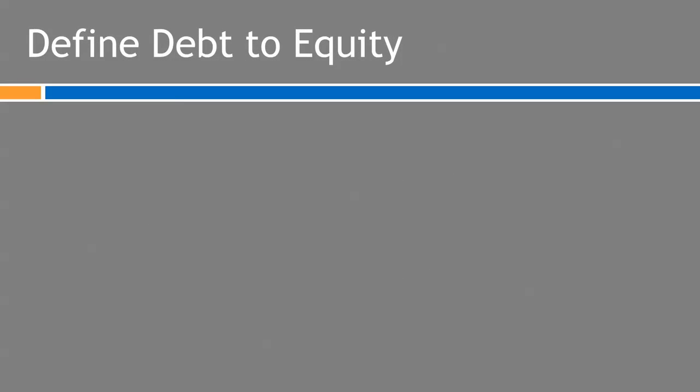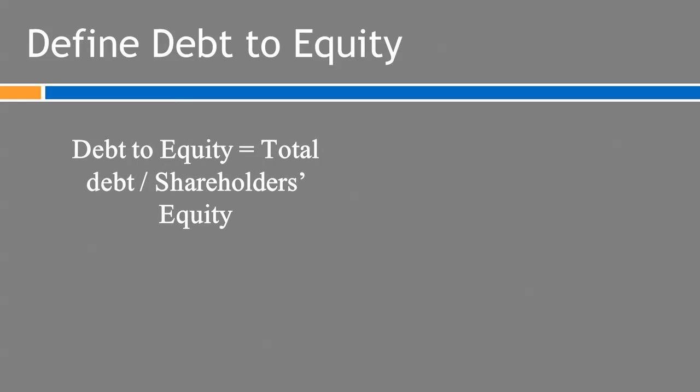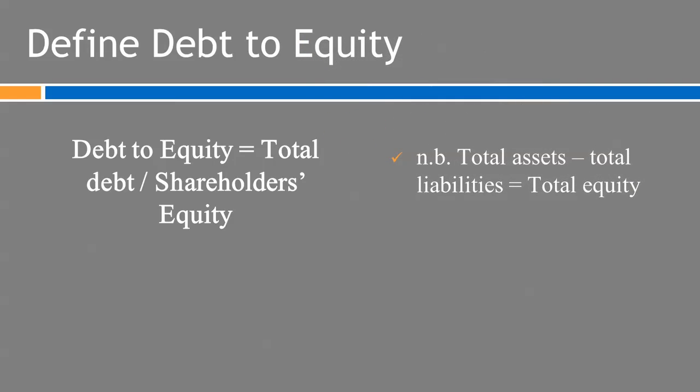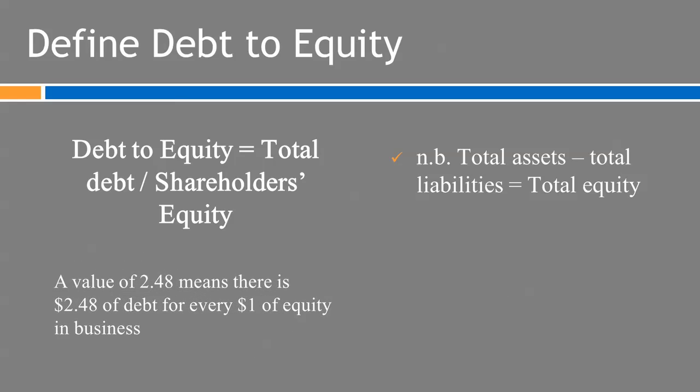So we start off therefore with the calculation or definition of debt to equity. So debt to equity equals the total debt divided by the shareholders' or total equity. And the total equity there is the difference between your total assets and total liabilities. So you're effectively comparing total debt to the difference between total assets and liabilities. And the way to read the result of that calculation is that a value of 2.48 as your debt to equity ratio would mean that there is $2.48 of debt for every $1 of equity in that particular business.